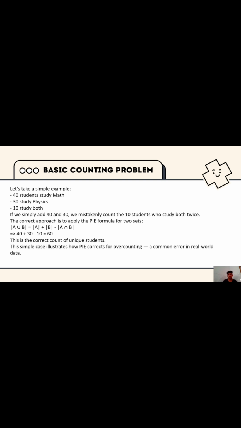Basic counting problem. Let's take an example: 40 students study maths, 30 students study physics, 10 study both. If we simply add 40 and 30, we mistakenly count the 10 students who study both twice. So the correct approach is to use the PIE formula for two sets, that is |A union B| equals |A| plus |B| minus |A intersection B|. A value is 40 and B value is 30, minus the A intersection B value of 10, which equals 60. So this is the correct count of unique students. This simple case illustrates how PIE corrects for overcounting, a common error in real world data.